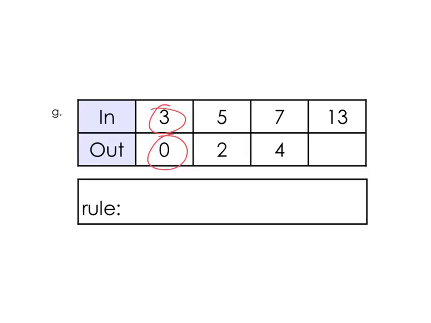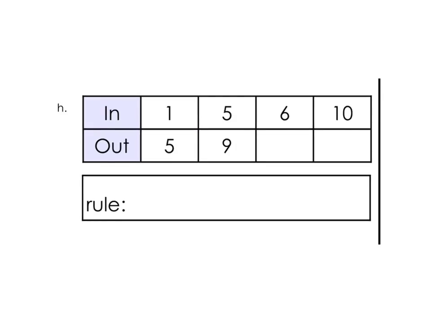So 3 is my in. That's the number I'm going to make the rule to. My out number is 0. I need to think, is 0 bigger than or less than 3? I know it's smaller, so my rule is going to be subtracting. And I need to think, how did that change from 3 to 0? Well, to go from 3 to 0, I had to take 3 away. Now I need to check. Does that rule work with 5 and 2? Well, 5 minus 3 is 2. Does it work with 7 and 4? 7 minus 3 is 4. 13 minus 3 gives me 10. So we're trying to find that rule.